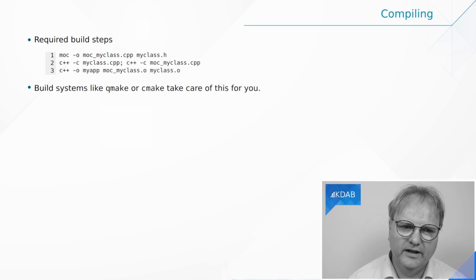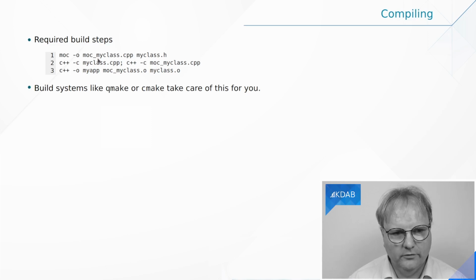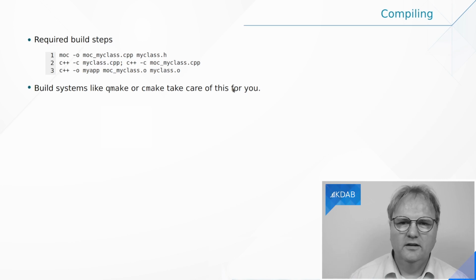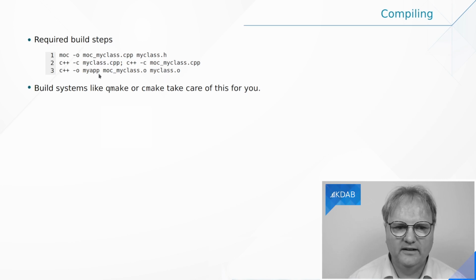Moc will read your header file and spit out mock_myClass.cpp. Now, it will compile your regular class and it will compile this mock class and link it all together. And of course, this is just pseudocode, but that's the idea, that it will link all of your object files into your binary.